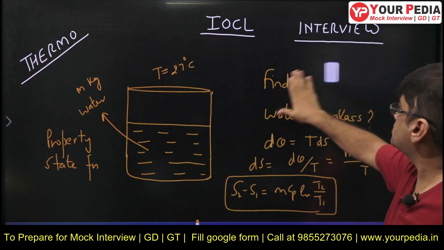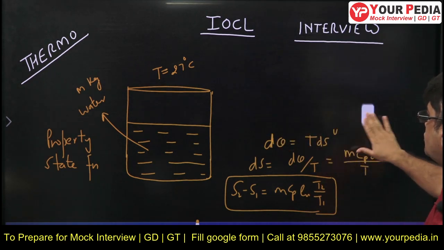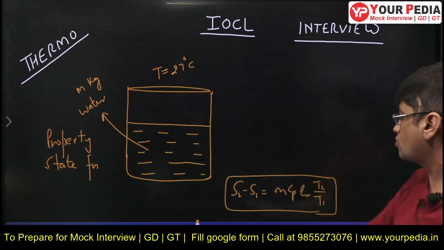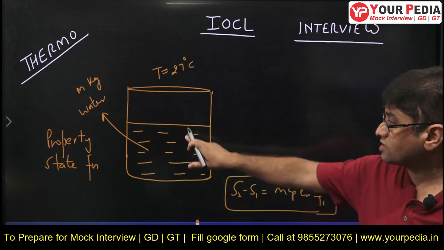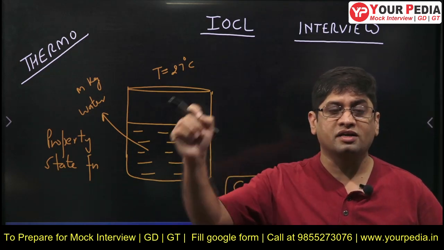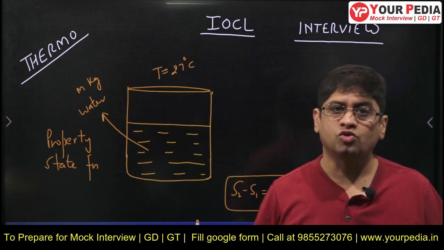Now, many of the students think that since it is change in entropy, we can calculate change in entropy, but we cannot calculate entropy at a state. But he is not asking you to calculate change of entropy. He is asking you to calculate entropy at a state, at a point. So, how to do that?